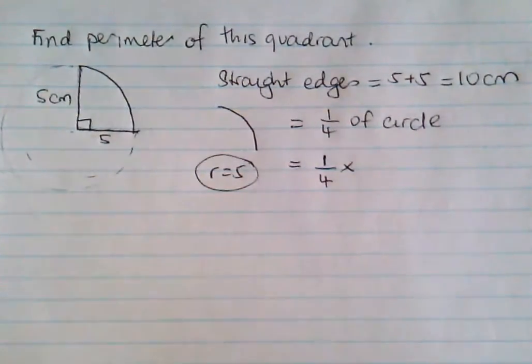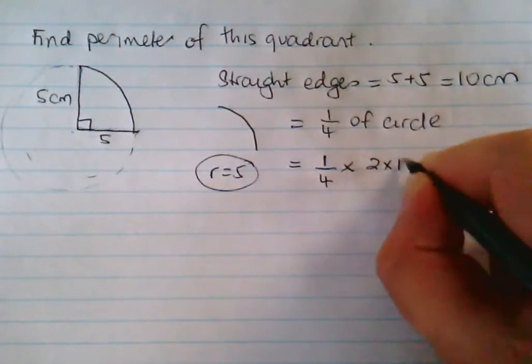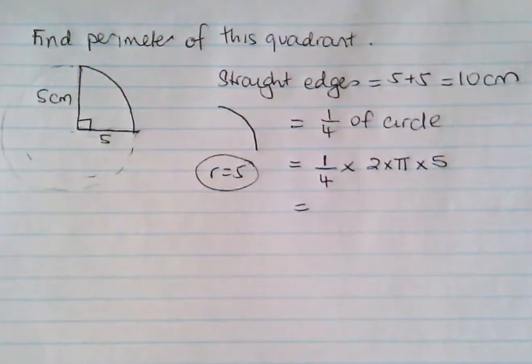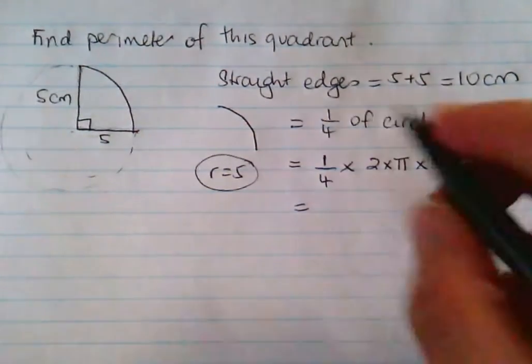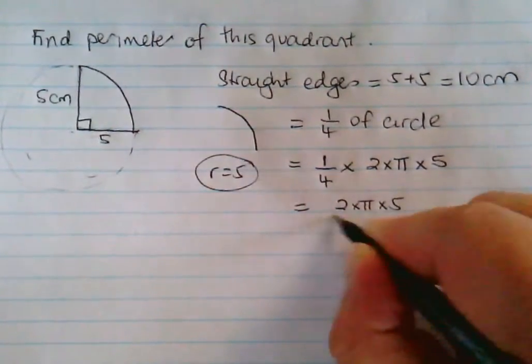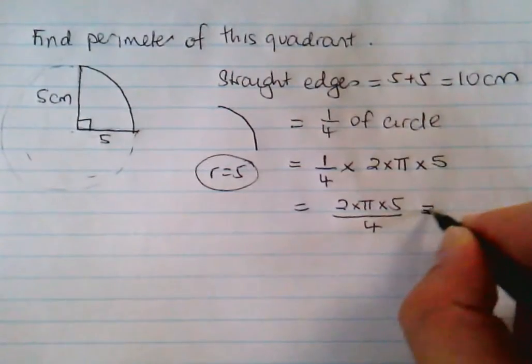Okay? Circumference of a circle is 2 pi r, so it's 2 times pi times the radius is 5. You can do, I don't mind if you do 2 times pi times 5 divided by 4. If you prefer to divide by 4, or you can times it by a quarter. It's the same thing. Just don't go timesing it by 4. All right? So, or you can write it as 2 times pi times 5 divided by 4, if you want. If that makes you feel better, do that.